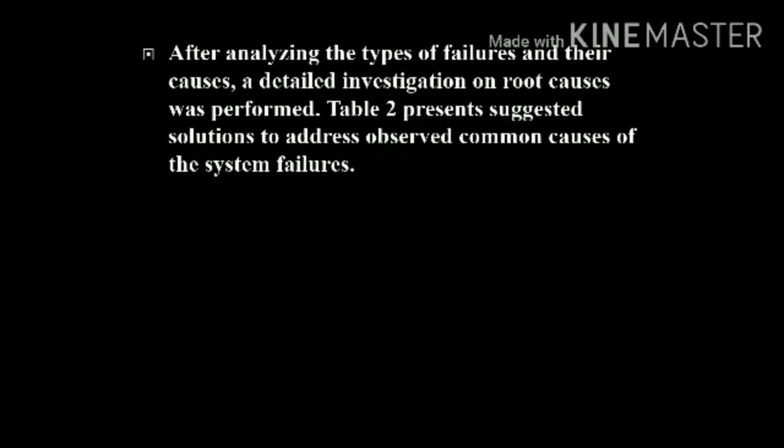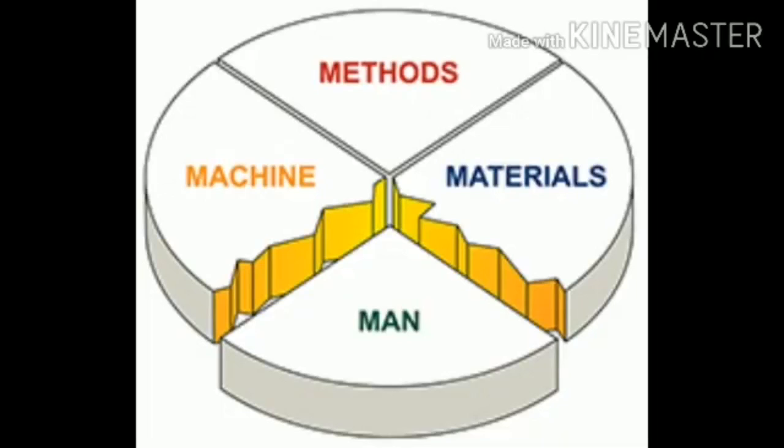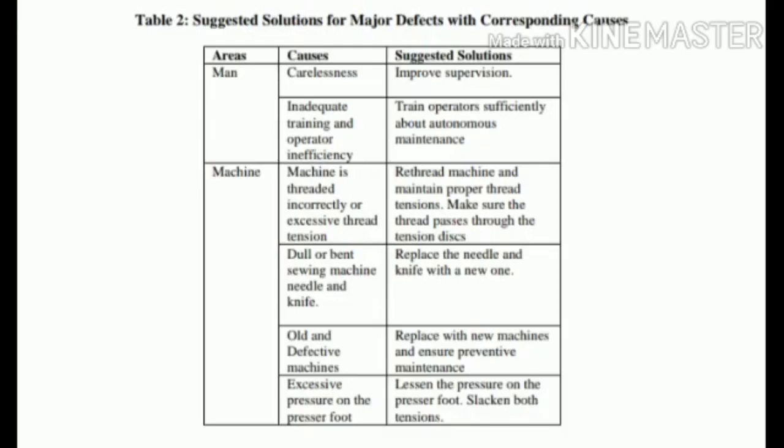Now we'll discuss the suggested solutions for major defects with corresponding causes. The first area of defects is man. Cause: carelessness. Solution: improve supervision. Cause: inadequate training and operator inefficiency. Solution: train operators sufficiently about autonomous maintenance.